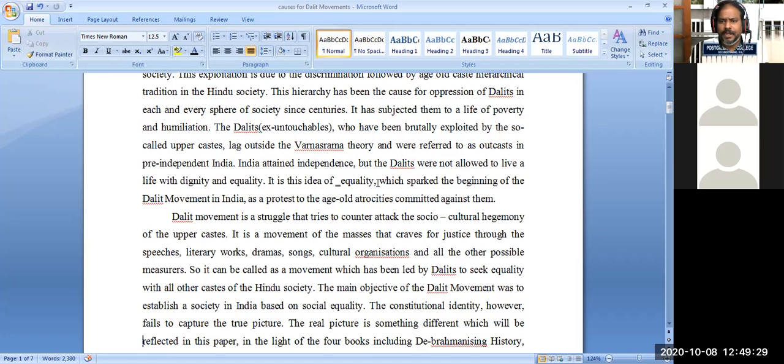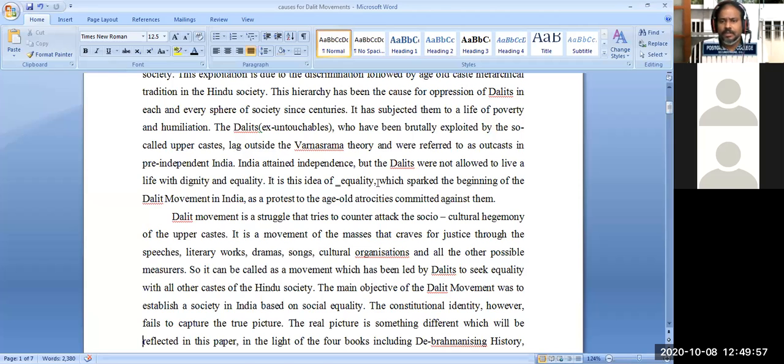India attained independence, but the Dalits were not allowed to live a life with dignity and equality. Okay, you are already aware. Still, some villages are in the same condition. So it is this age-old idea of inequality which sparked the beginning of the Dalit movement in India as a protest to the age-old atrocities committed against them.